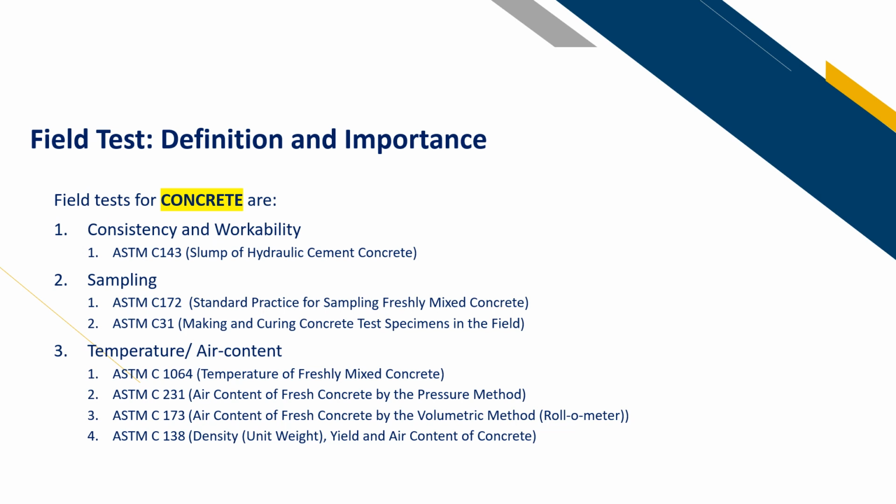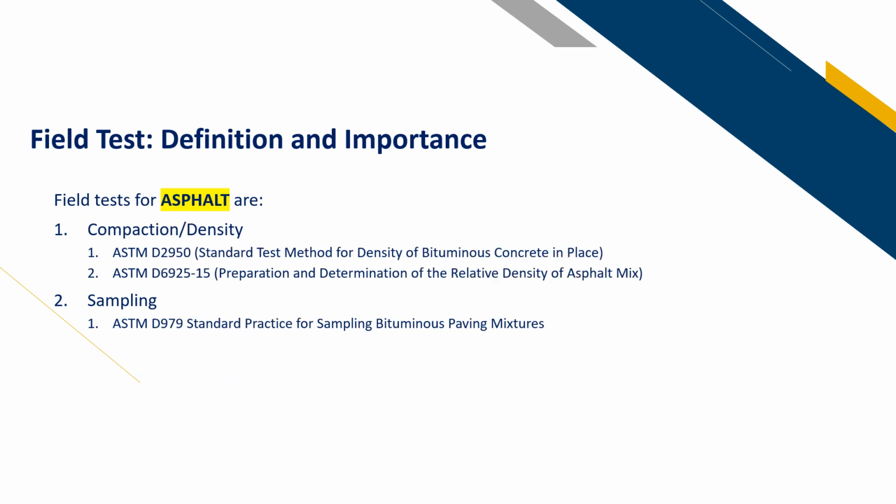And we also have ASTM C138, or the determination of density or unit weight, yield, and air content of your concrete. And now for asphalt, the determination of the compaction and density of our asphalt mix.